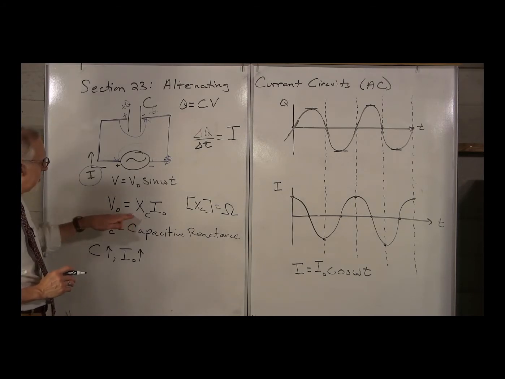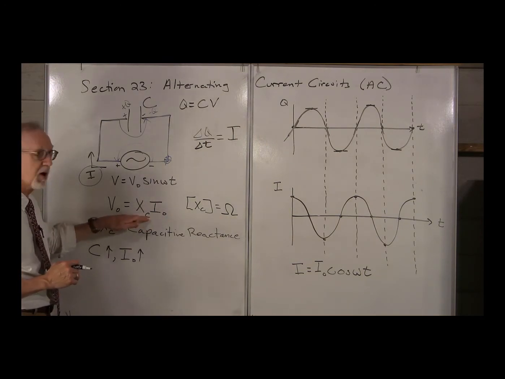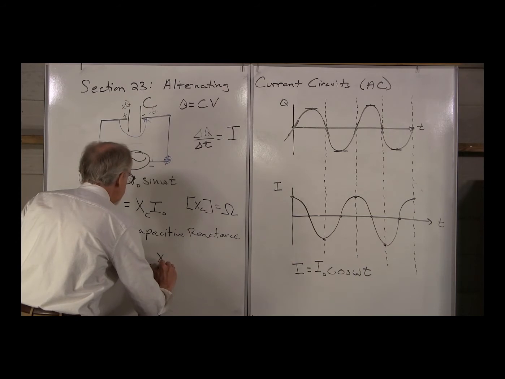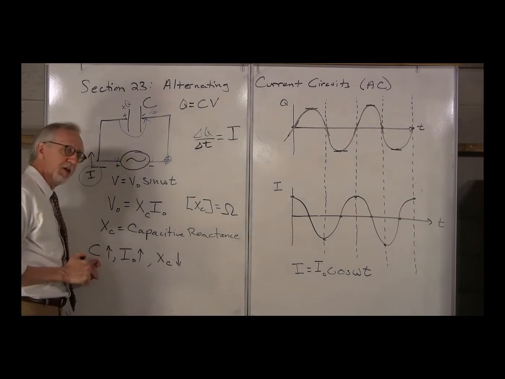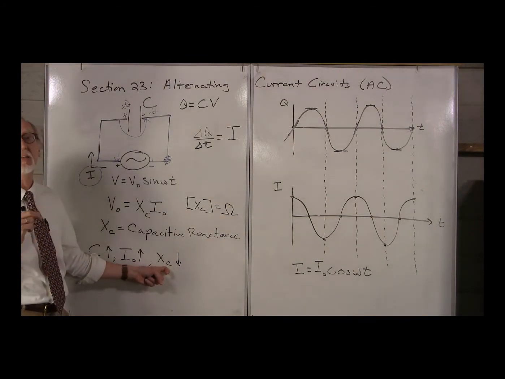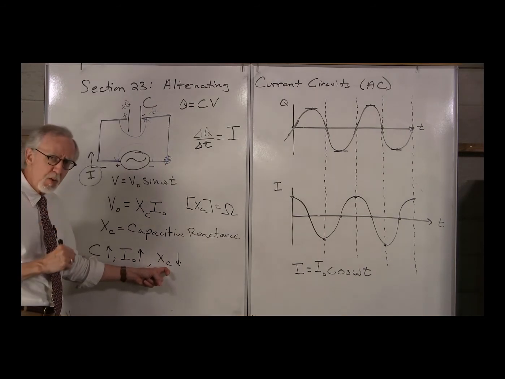For this equation, for a constant voltage amplitude, if I increase I, what must I do to XC to keep the product the same? If I increase this side, I have to decrease this side. That means XC must decrease. When I increase the capacitance, the capacitive reactance must decrease. Very interesting. Let's think about one more thing.